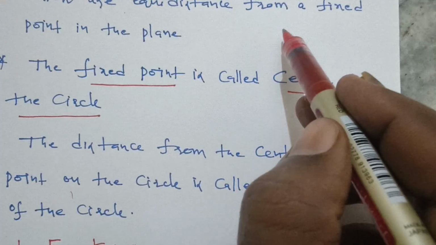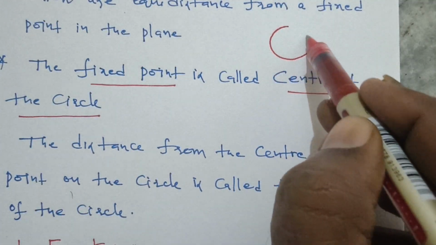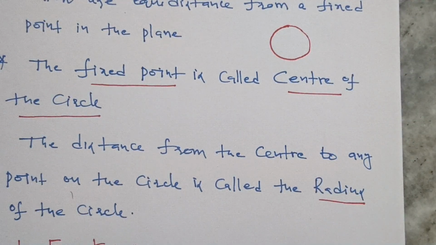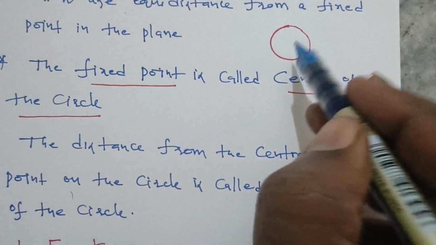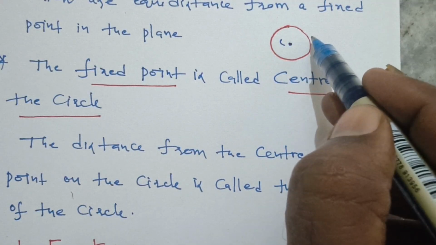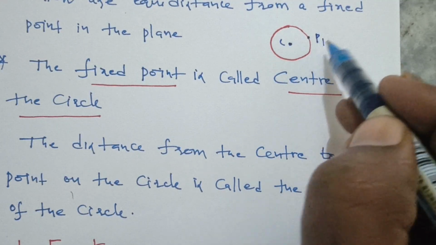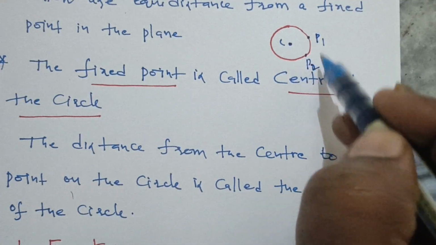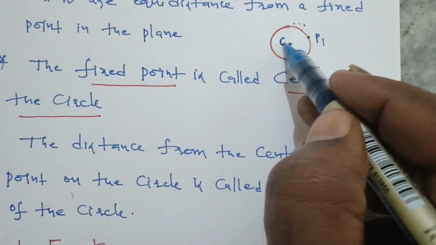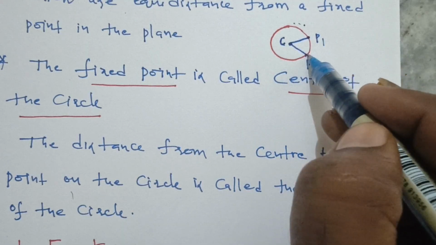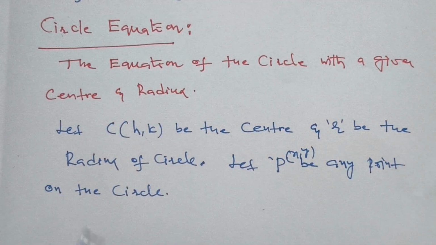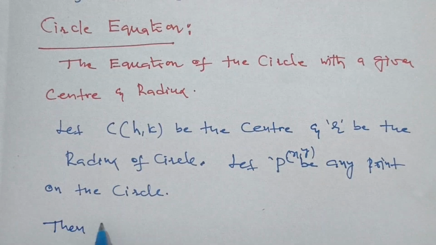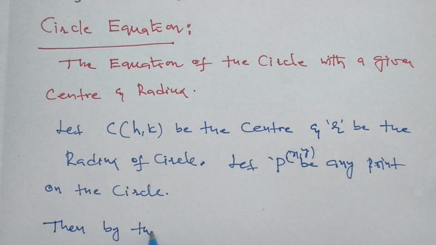For this definition we draw a rough graph. This red colored curve indicates the set of all points in a plane. Suppose on that red curve the points are P1, P2 and so on. The fixed point is C, the center, and every point P1, P2 and so on is equidistant from the fixed point C.